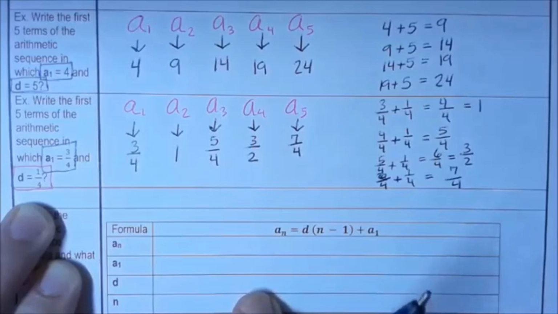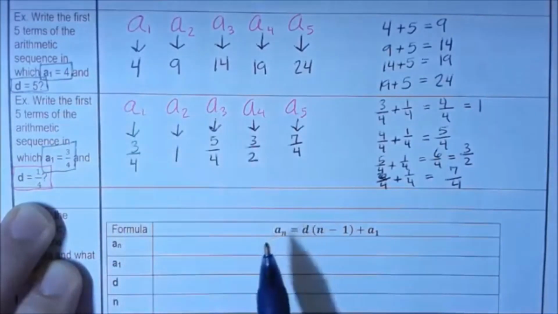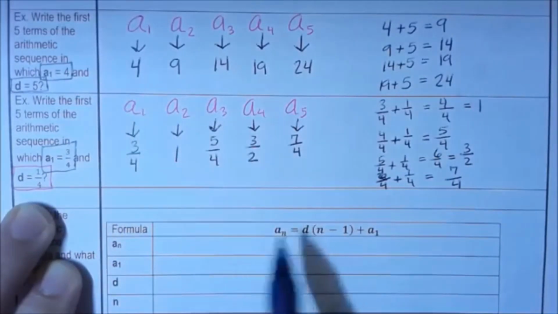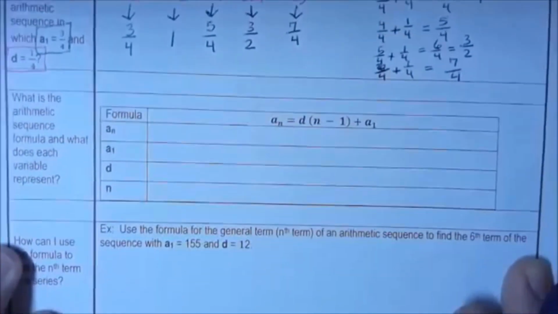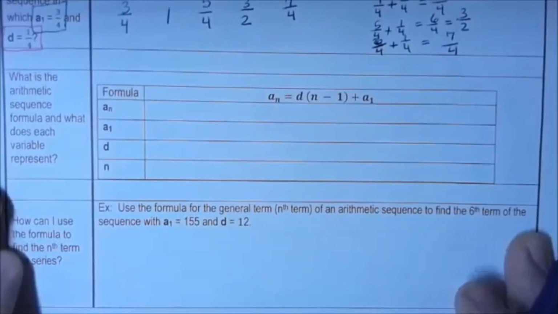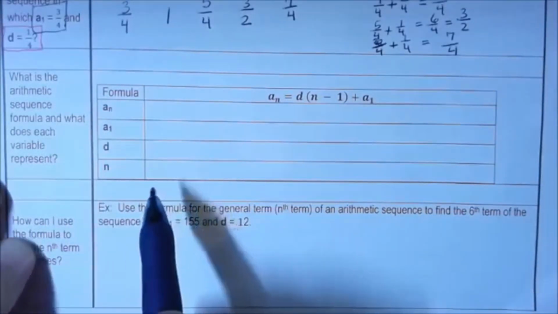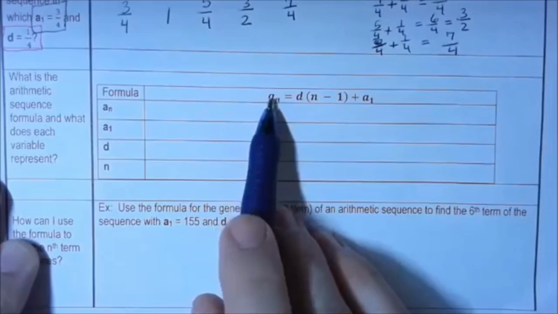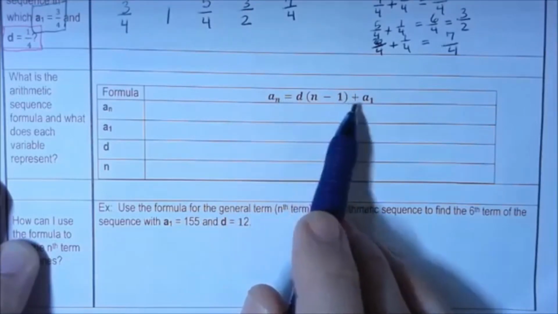And so now let's take a look at what the formula looks like and what each one of these means. You heard me saying a sub 1, but let me explain a little more of how we say it and what it is. So move your notes up. Notice it says, what is the arithmetic sequence formula and what does each variable represent? Well, here's my formula. I have a sub n is equal to d times n minus 1 plus a sub 1.